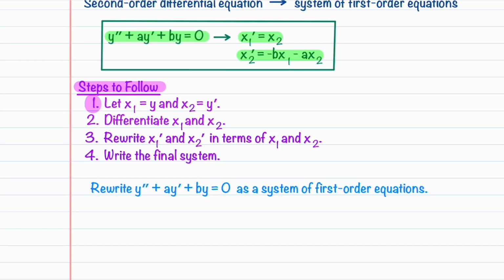The first step is to define two new functions, x1 and x2, and let x1 equal y and x2 equal y prime. Let's do this step right down here on this equation. We are going to let x1 be equal to y, and we're going to let x2 be equal to y prime. Once you know this step, the other three steps follow easily from it. The second step is to differentiate both x1 and x2.